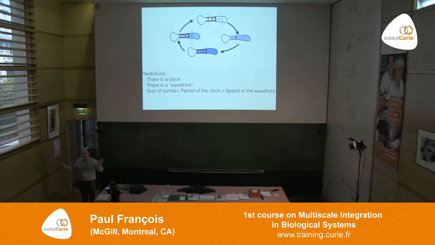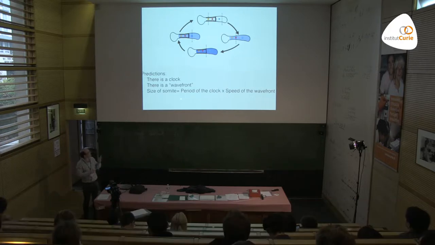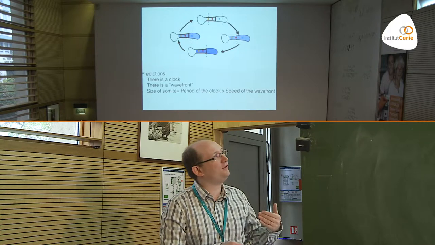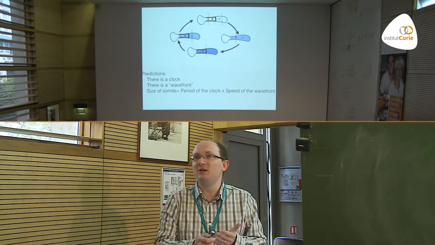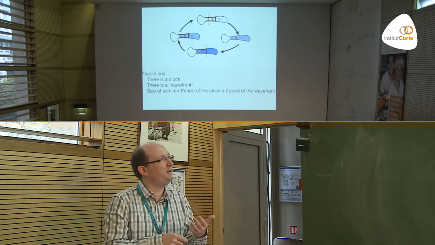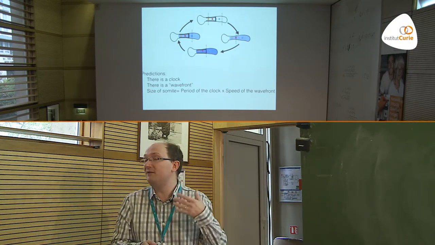Okay, so, predictions of the clock and wavefront model. The first prediction is that there is a clock. The second prediction is that there is a wavefront. Another, more quantitative prediction is that, from dimensional analysis, which you can make more rigorous, the size of the pattern is simply the period of the clock times the speed of the wavefront. So imagine you can mess with one or the other. If this model is true and you mess with the period of the clock or with the speed of the wavefront, you should have an immediate output.